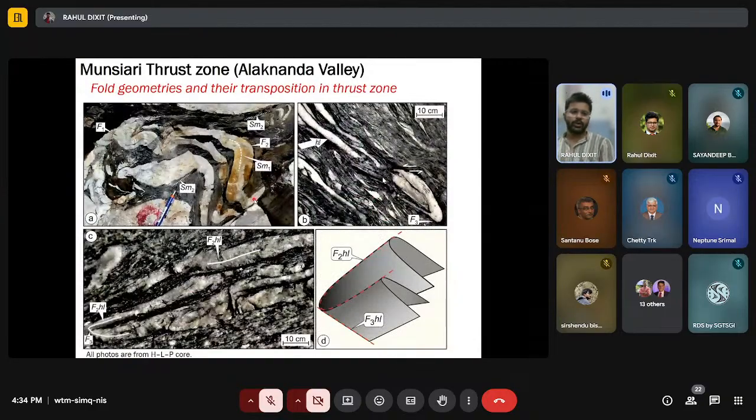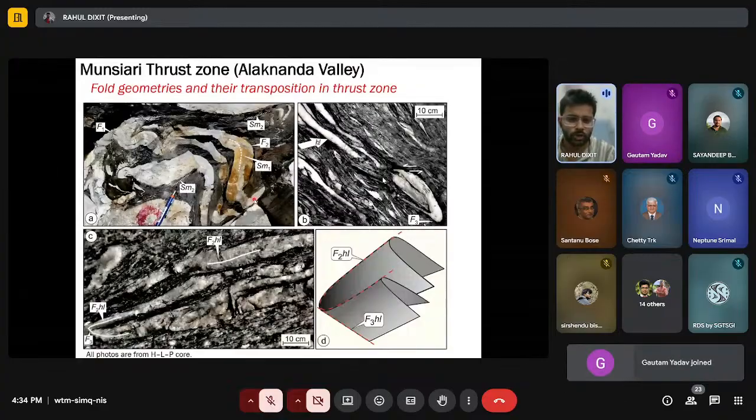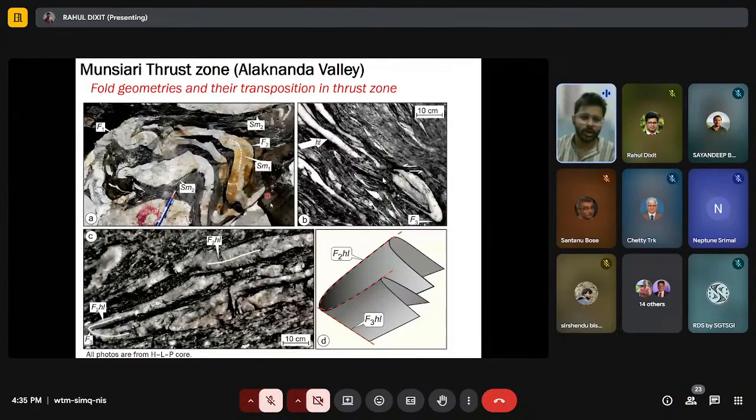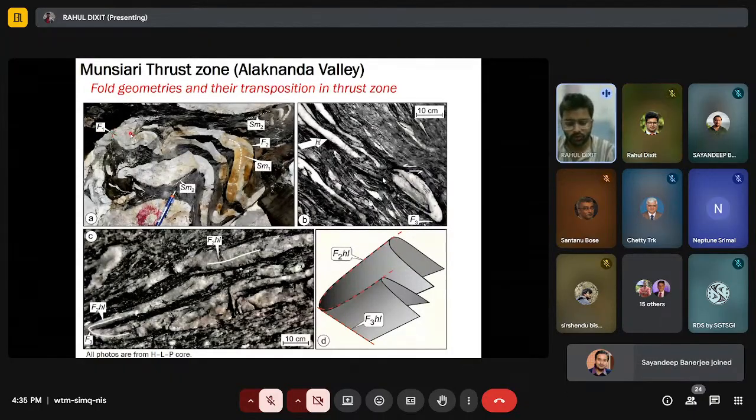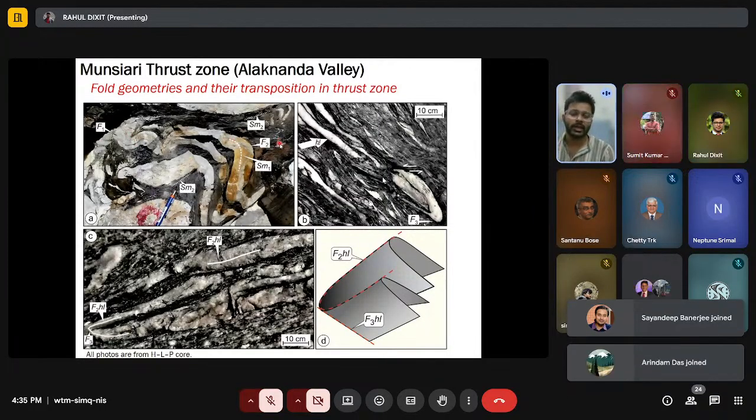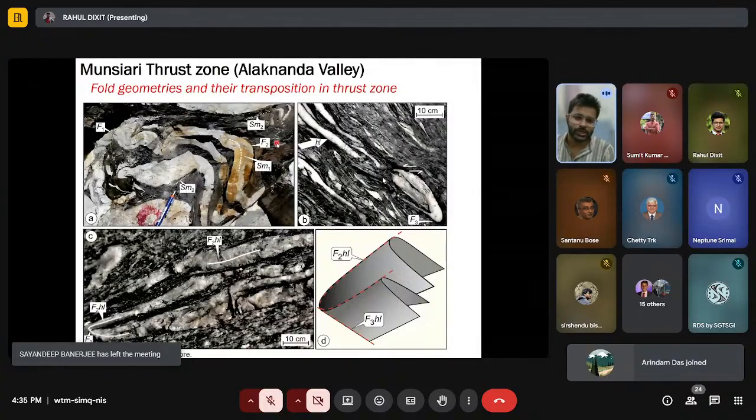Then we also tried to study the different kinds of fold geometries that we could identify in that region. So broadly, within the Munshari group gneisses in the Helang-Liari Penny core, we identified three broad fold geometries: F1, F2, and F3, where F1 are the isoclinal folds, and they vary from isoclinal to reclined rootless geometry.